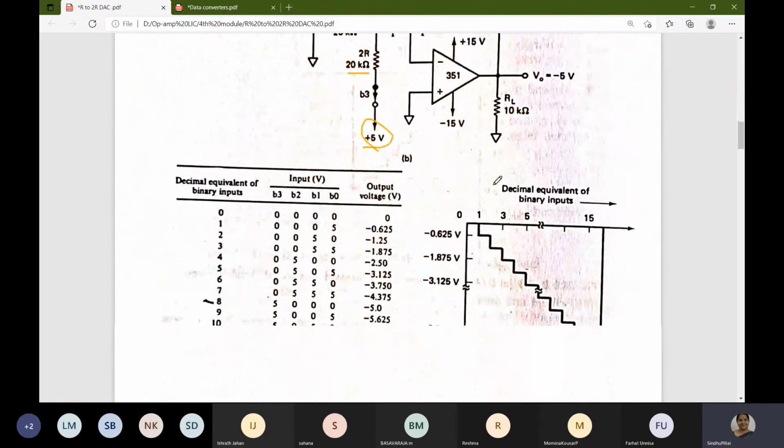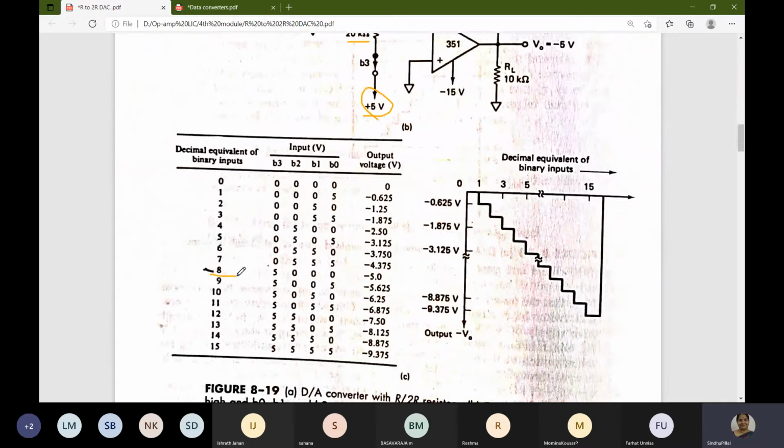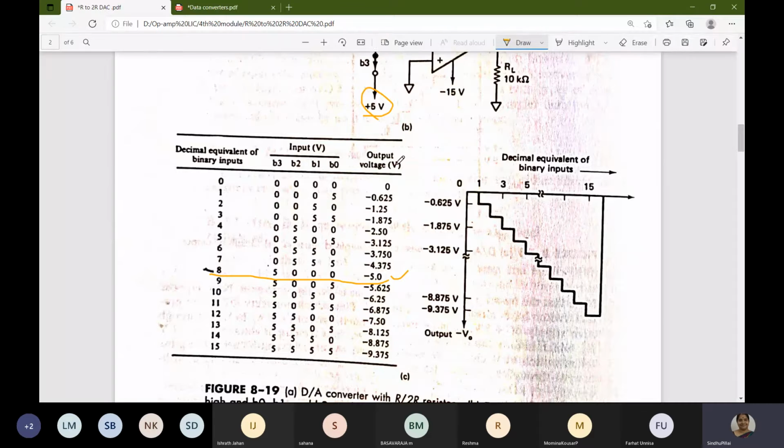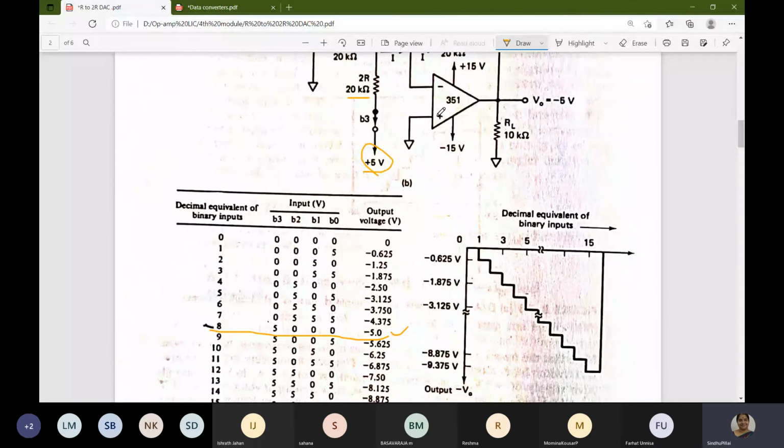I will show you the truth table here. Which combination have we seen now? We have seen this when B3 is high, that is 5, and all other bits are connected to 0, the analog output is minus 5. Like this, you can go with all these combinations. Here you can see that the LSB is B0 and MSB is B3, and whenever it is connected to plus 5 volts, plus 5 volts represents digital 1 and 0 represents digital 0. And these are the output voltages we are getting, and the negative sign represents that it is connected to the inverting terminal of the op amp.